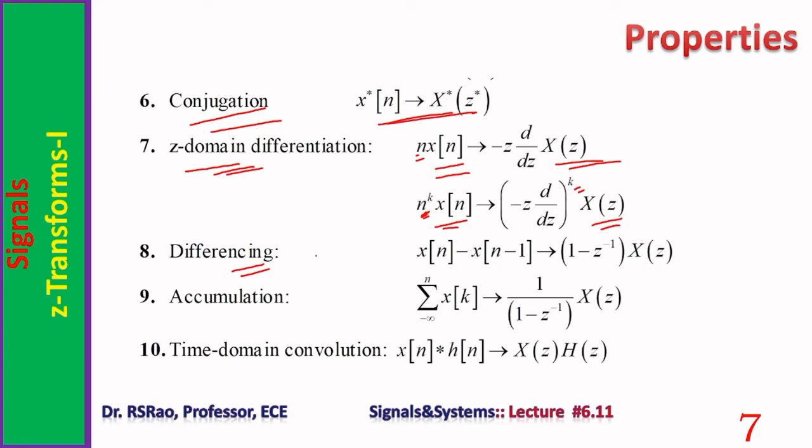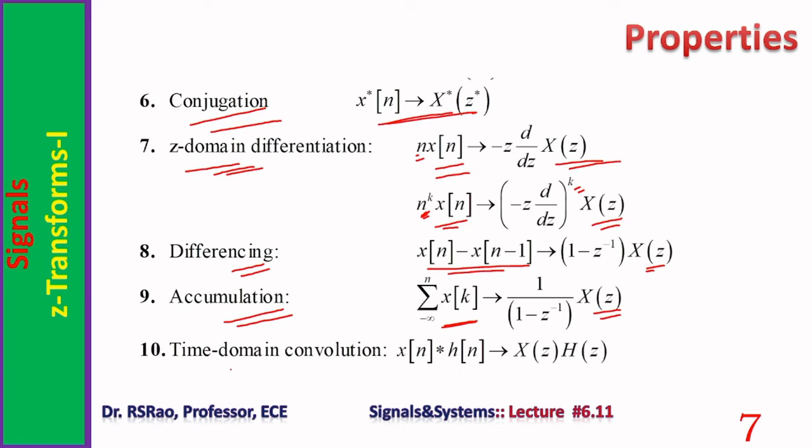Another property, differencing. The z transform of the difference x of n minus x of n minus 1 is equal to 1 minus z power minus 1 times X of z. Next, the accumulation property. The z transform of sigma k equals minus infinity to n of x of k can be shown equal to 1 by 1 minus z power minus 1 times X of z.